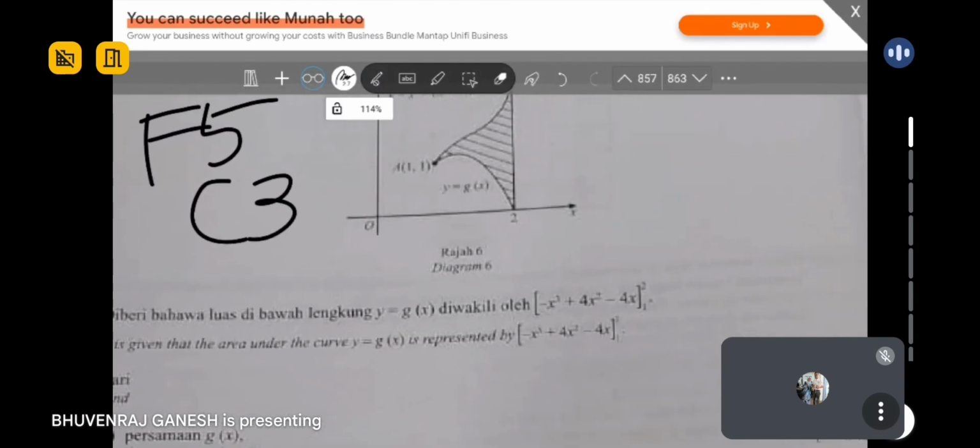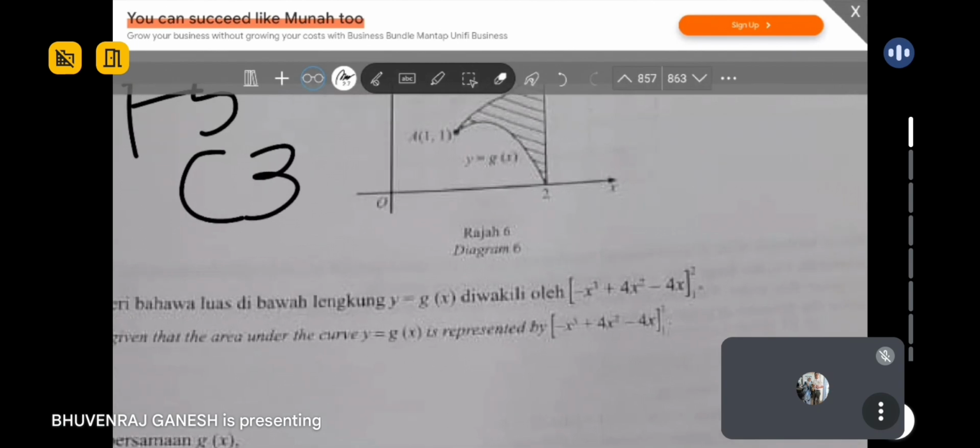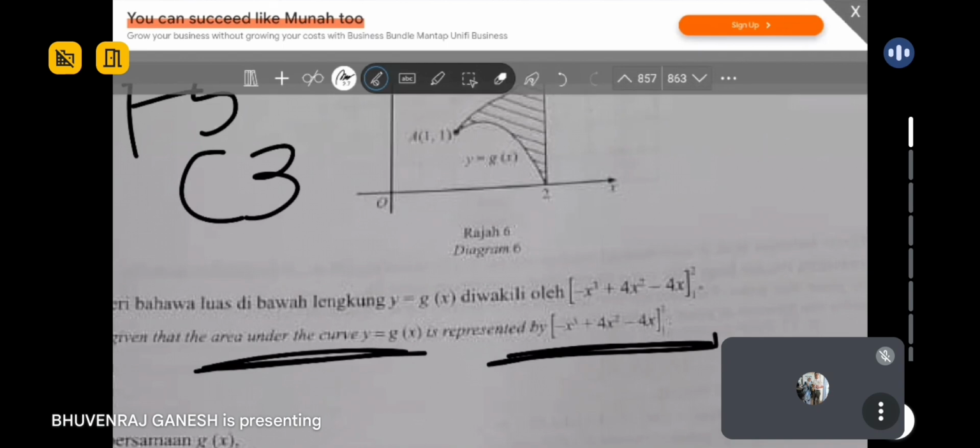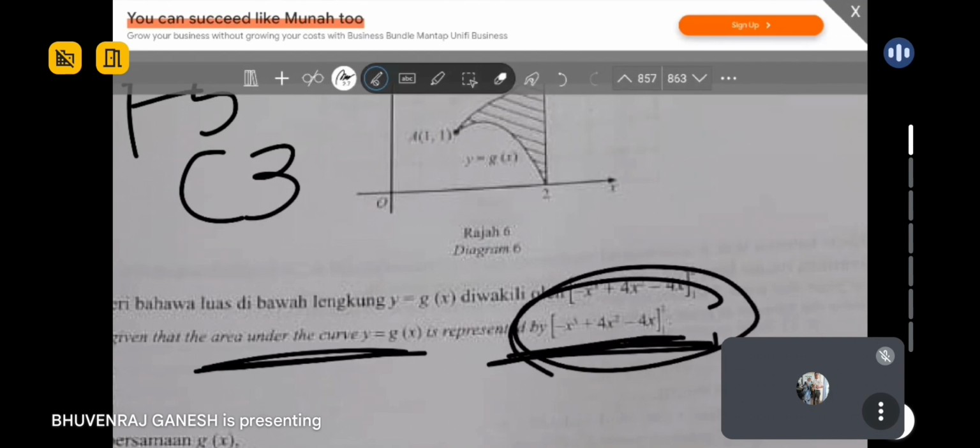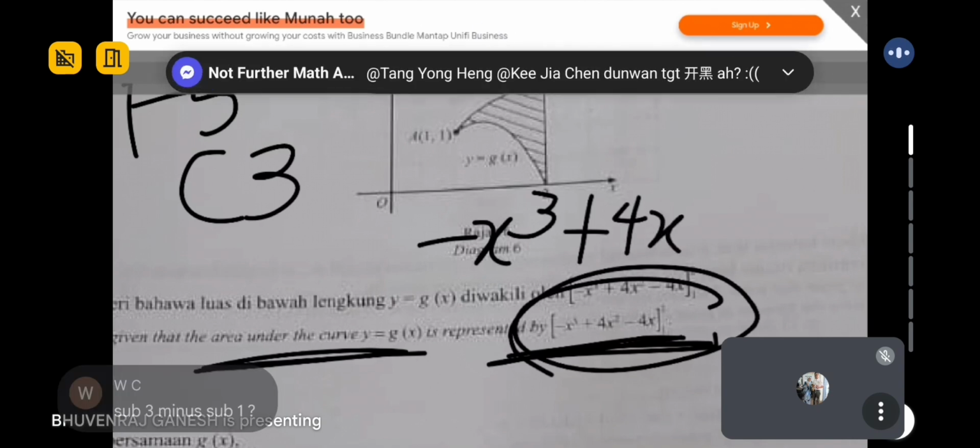Okay, so how to find the equation of gx? Okay, so they tell you that area under curve, luas bawah lengkung adalah yang ni. So guys, do you understand this meaning or not? This one over here is after you integrate. Am I right? Selepas kamu kamil luas di bawah lengkung, kamu dapat persamaan ni. So after you integrate, you get this equation.